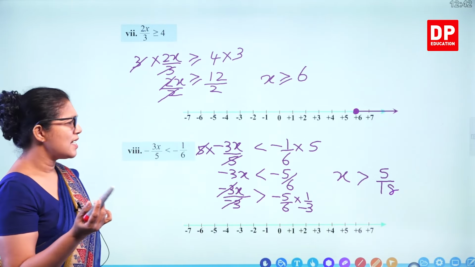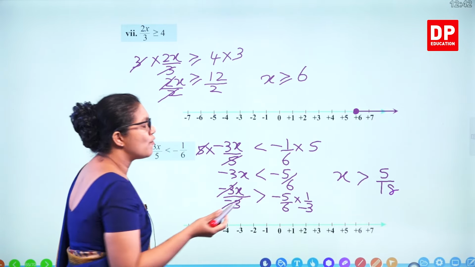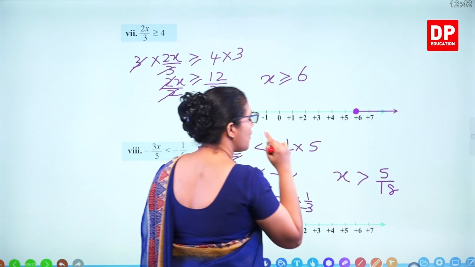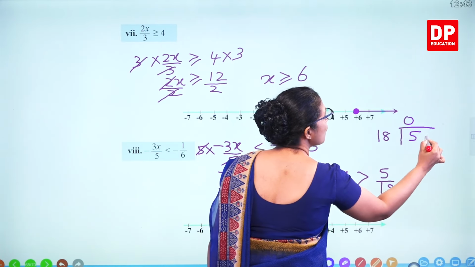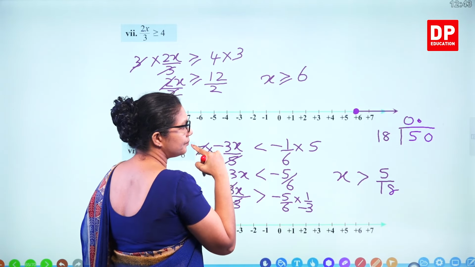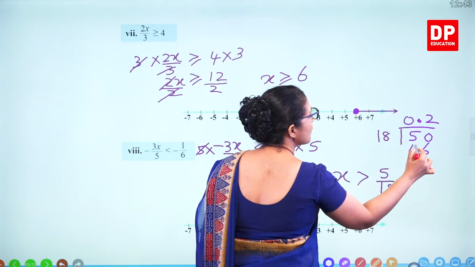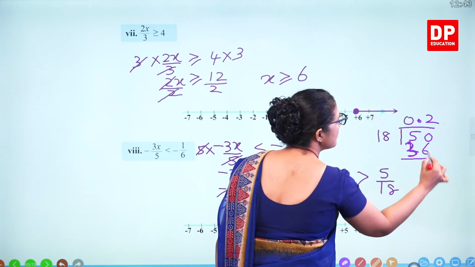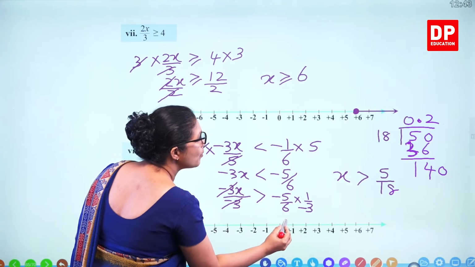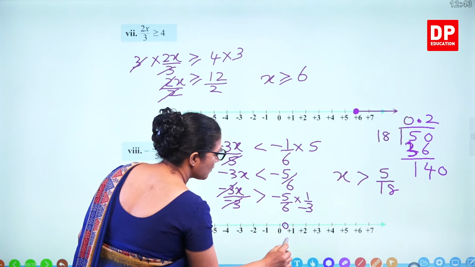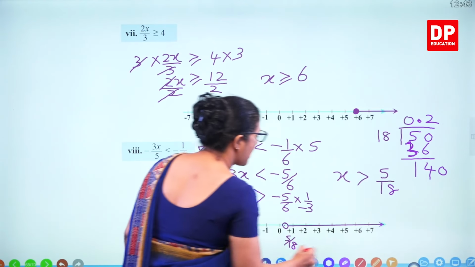6 times 3. So 5 over 18 is just a decimal value in between 0 and 1. So here you can roughly say, what's the decimal value of 5 over 18? We'll divide and see how many 18s are there in 50. It's 2, because 3 would be more than that. So 36. When you subtract 36, you get 14. So 140 something, 0.2. So 0.2 is somewhere here, and you can draw an open circle there. And that's 5 over 18. And draw a line towards the right hand side.